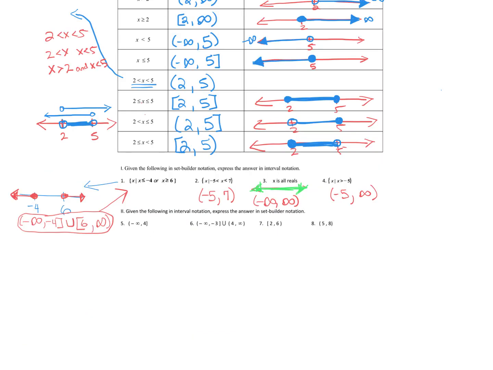I've slid up just a little bit to talk about the other type. We are going to be given interval notation, and it wants you to express it in set builder, but I'm going to mark that out. We're not going to do set builder. We're going to do inequality. Set builder's fine. If you do set builder, go for it. Inequalities is also just fine.